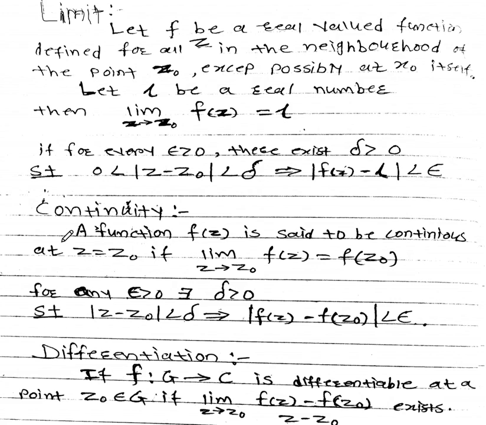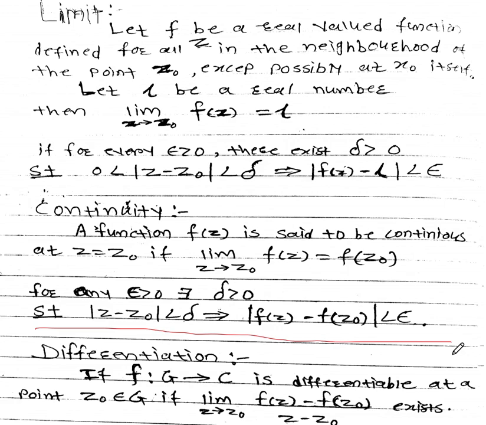The second definition is continuity. What is continuity? A function f of z is said to be continuous at z equal to z0 if limit z tends to z0 f of z equals f of z0. That is, for any epsilon greater than 0 there exists delta greater than 0 such that absolute value of z minus z0 less than delta implies mod f of z minus f of z0 less than epsilon. So this is the definition of continuity.